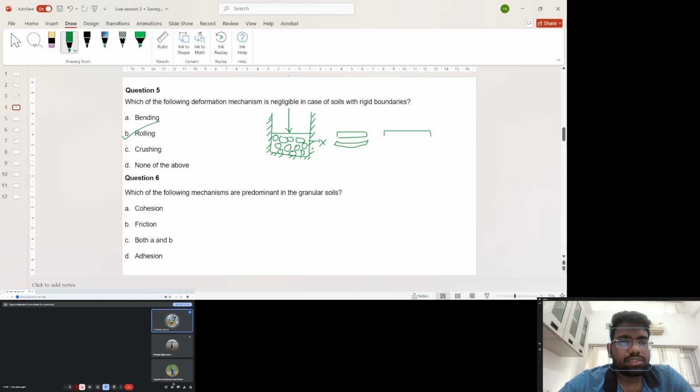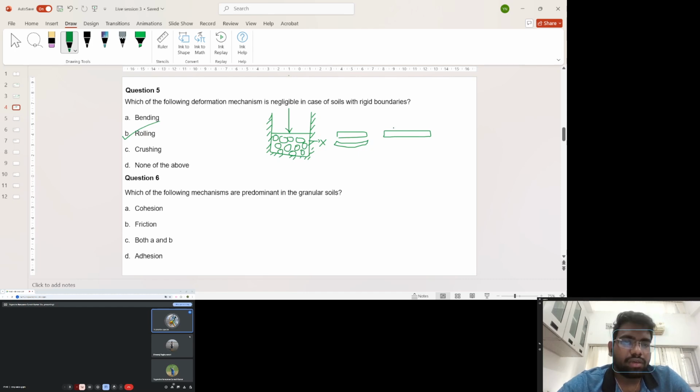So when your length is more predominant than your width and thickness, in that case, as you rightly mentioned, beams get deflected, that is, they undergo bending.